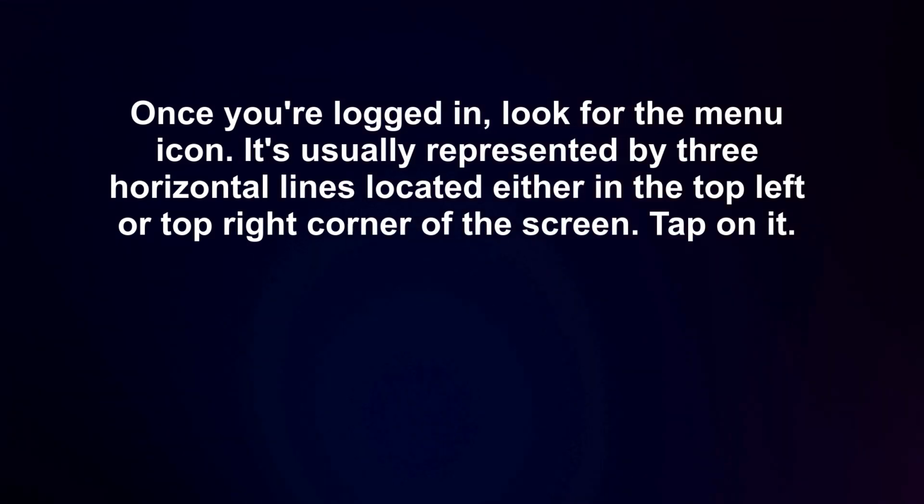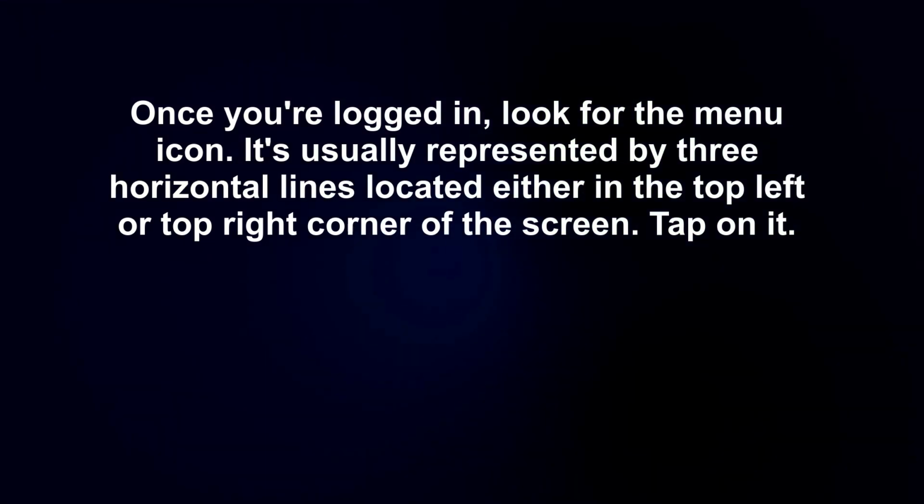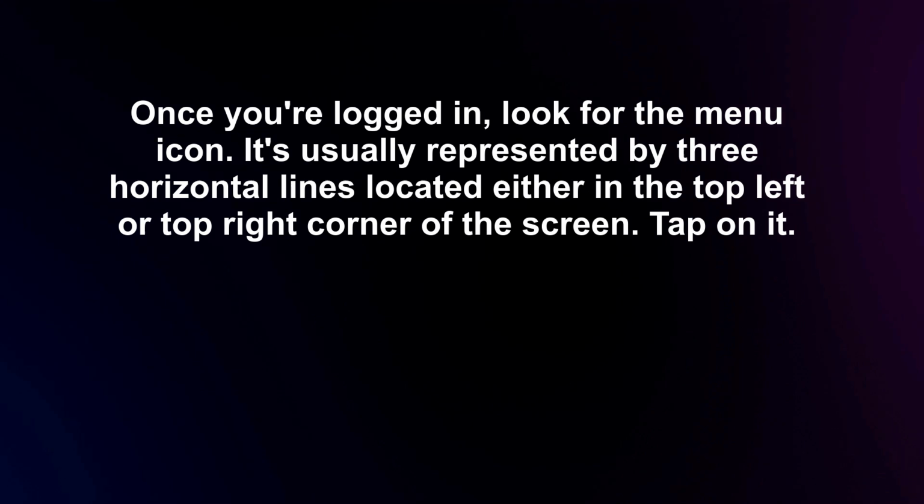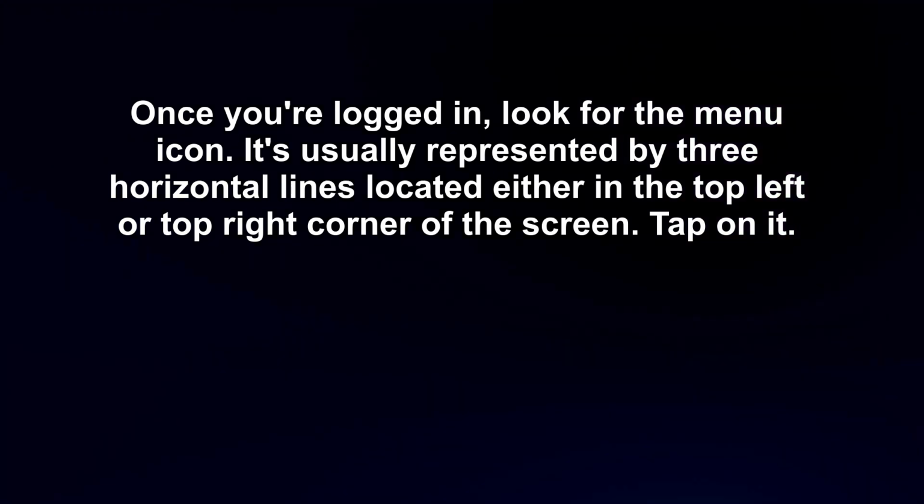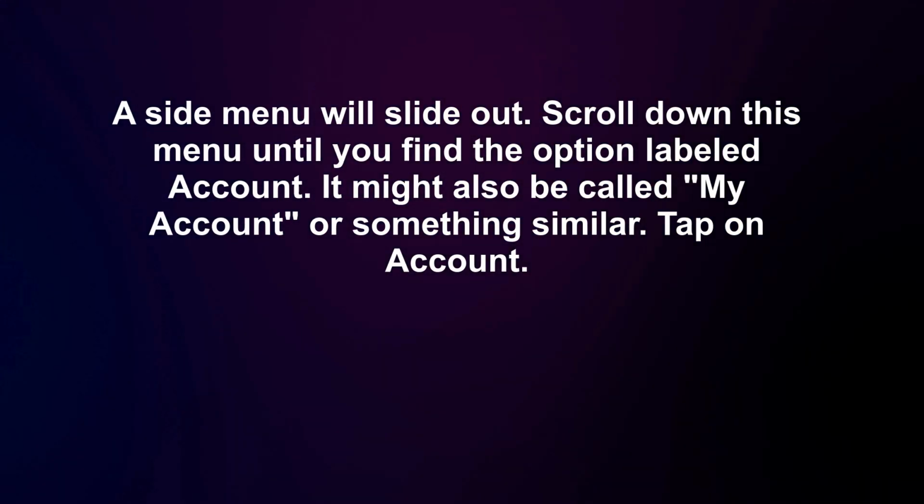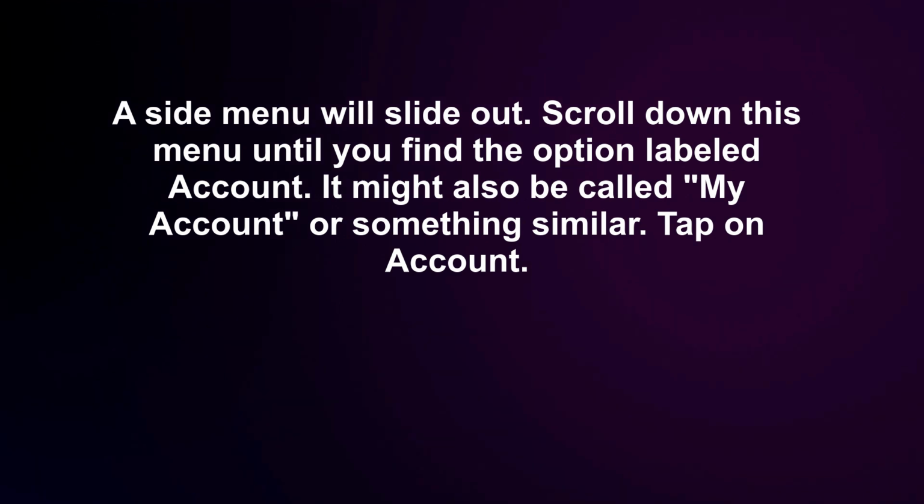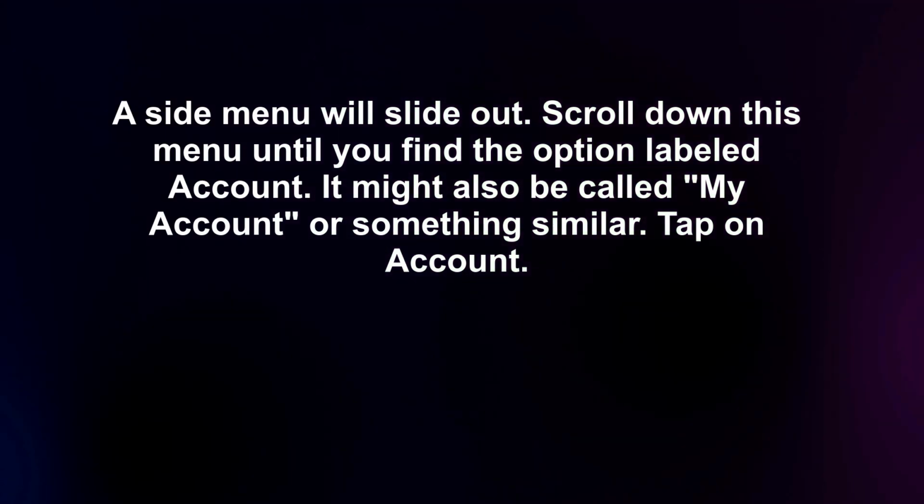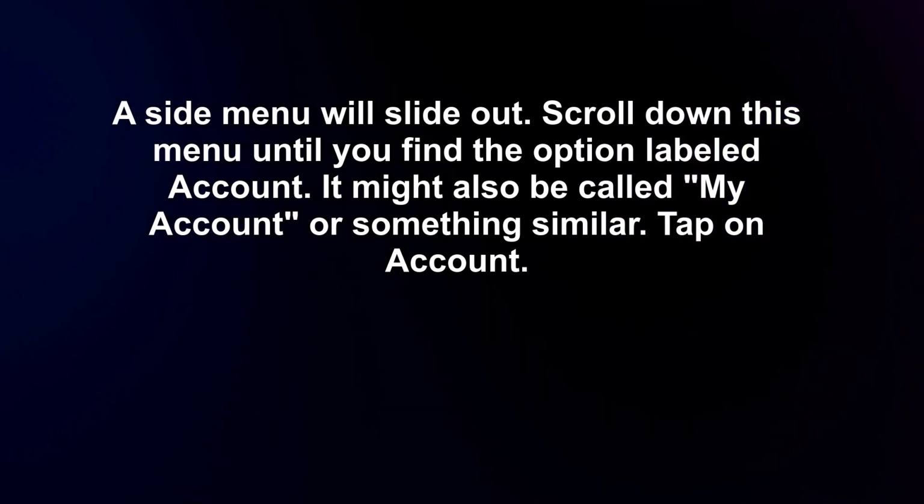Once you're logged in, look for the menu icon. It's usually represented by 3 horizontal lines located either in the top left or top right corner of the screen. Tap on it. A side menu will slide out. Scroll down this menu until you find the option labeled Account. It might also be called My Account or something similar.